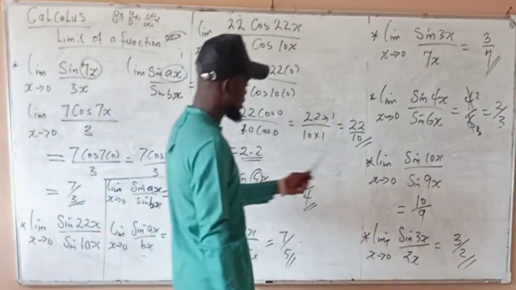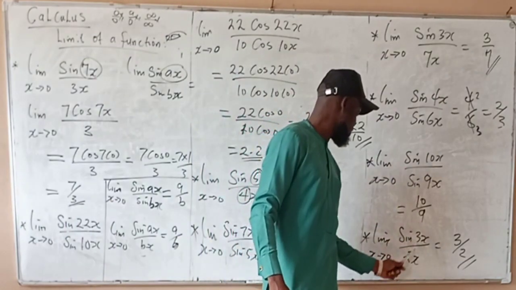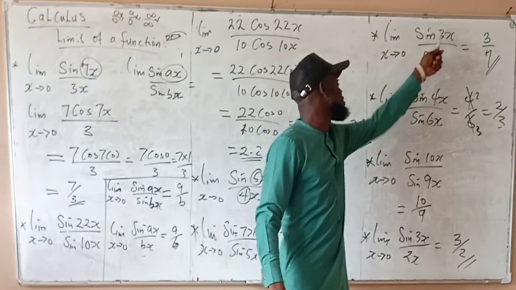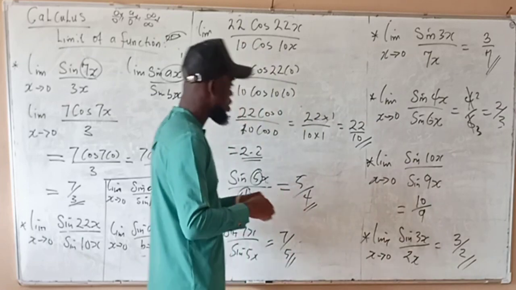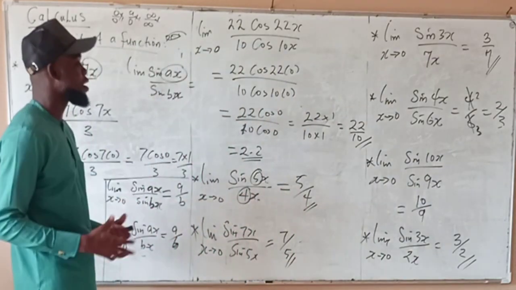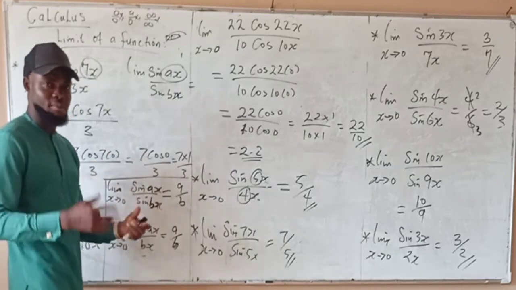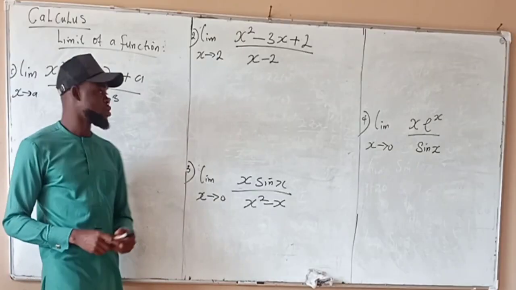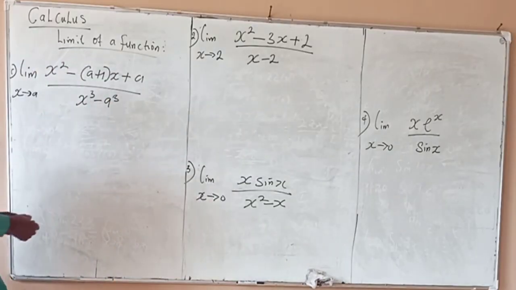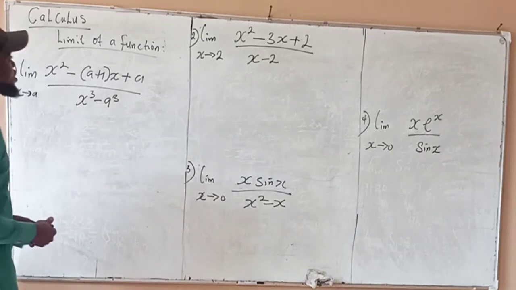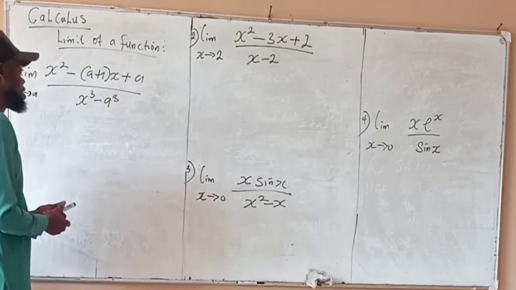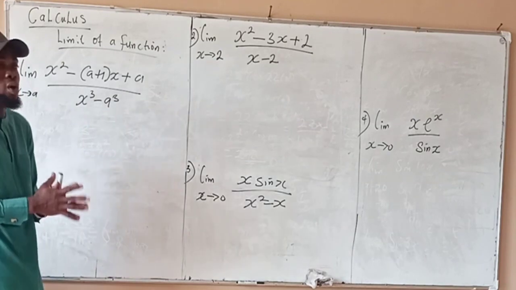So, it's the function of this over the function of this, each time. Now let's add more questions. We have a lot of questions to solve for this limit. Let's look at these questions on the board. These are just simple questions that are easy to solve.